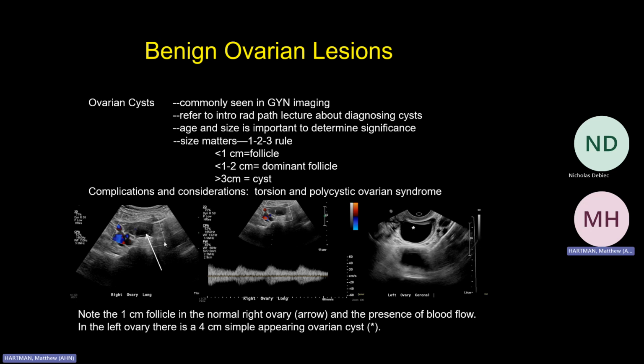simple cyst here, and here's a 1 centimeter follicle. Notice that this is actually in the ovary. I think this one's pretty easy to tell. Here, this is in the ovary as well. You got some parenchyma along the periphery.